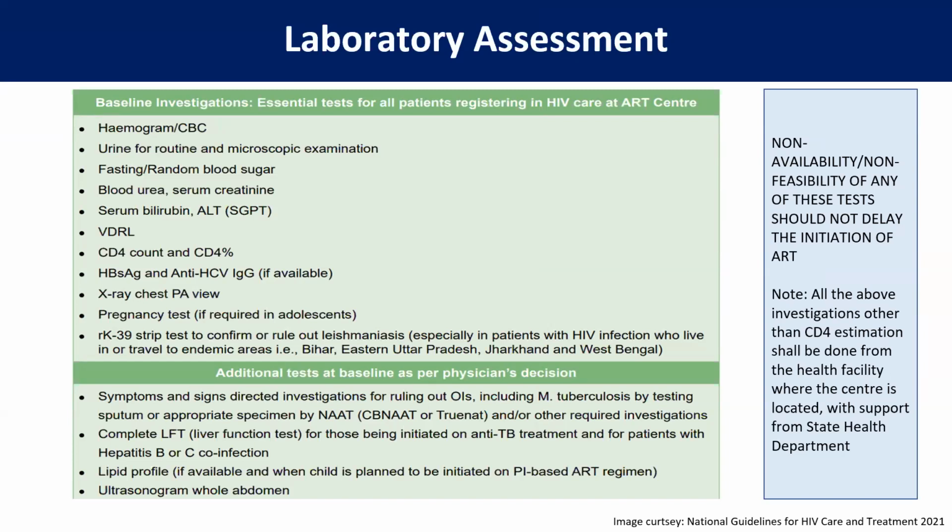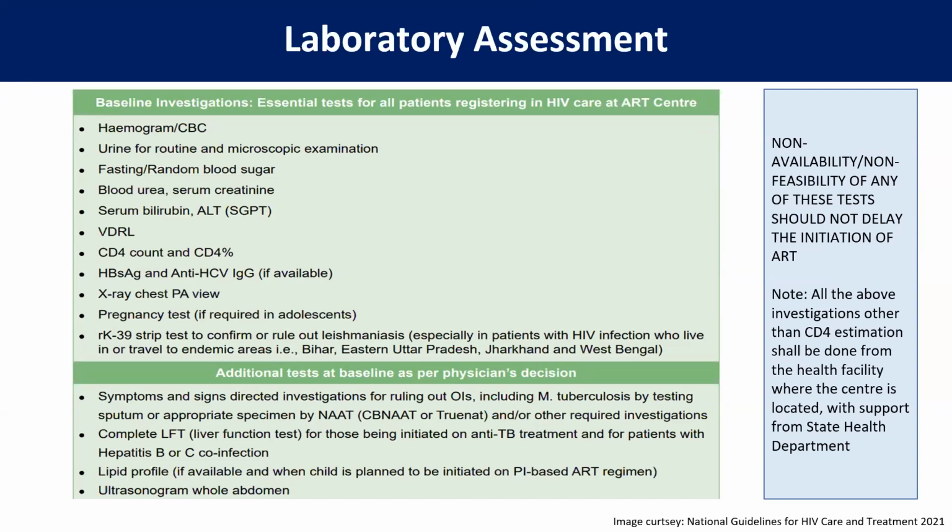In an endemic or epidemic area, you can do tests for leishmaniasis. Some symptom-directed investigations, as per the physician's choice, can be done to rule out opportunistic infections: complete liver function test if there is a co-infection with hepatitis B or C, lipid profile if you are planning to start a PI-based antiretroviral regimen, and ultrasound of the abdomen. If any of these tests are not available, you should not hold off starting ART until they are done.